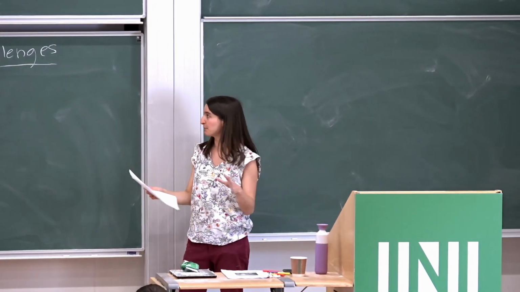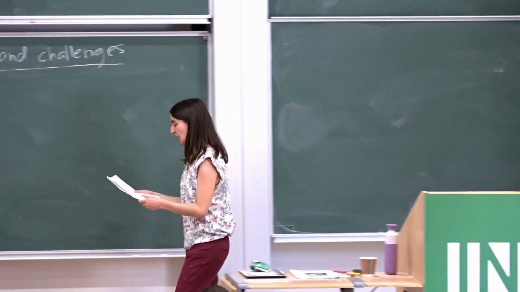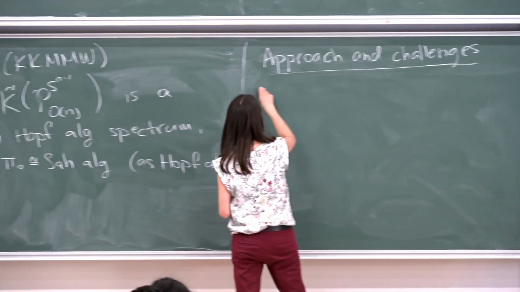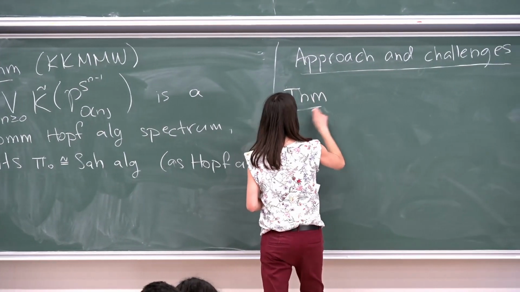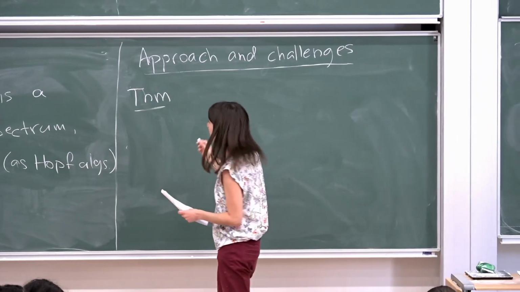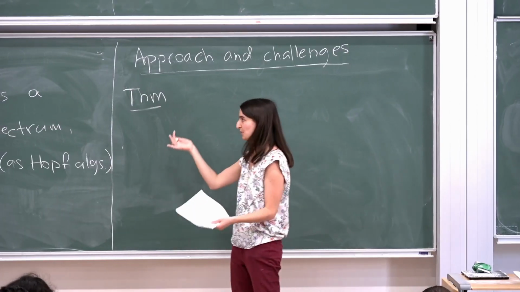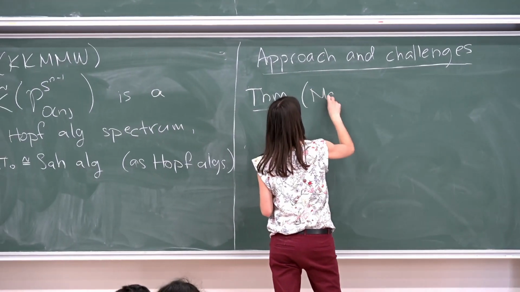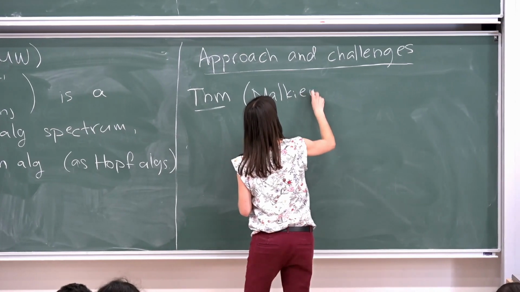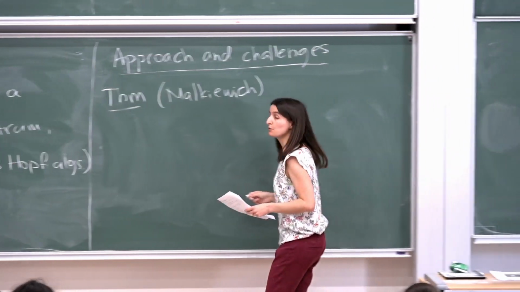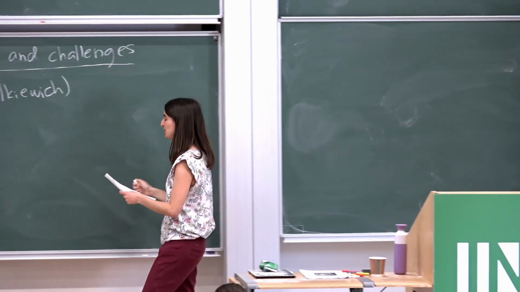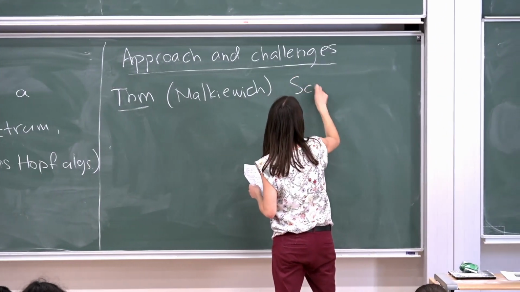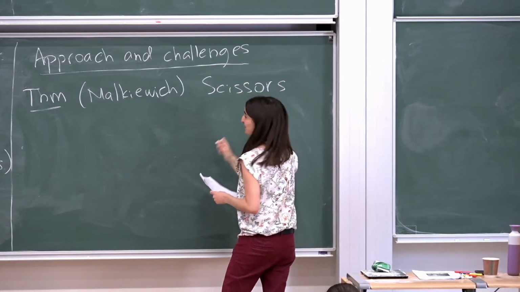So here is the approach, and here are the challenges. One of the important tools that we use to build this structure is this really cool theorem that Malkiewich proved, which says that scissors congruence K-theory is a Thom spectrum.